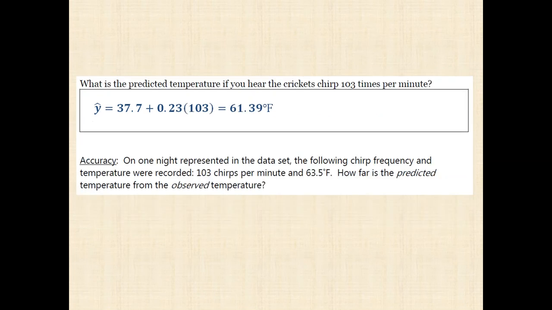There's another predicted temperature. Now if the cricket chirps per minute is 103, the predicted temperature is 61.39 degrees Fahrenheit. So a natural question, since we had a data point in the original sample with 103 chirps per minute, how close was that prediction? It was 63.5 degrees Fahrenheit in the original sample. Here the predicted value is 61.39, so it's off by a couple of degrees.